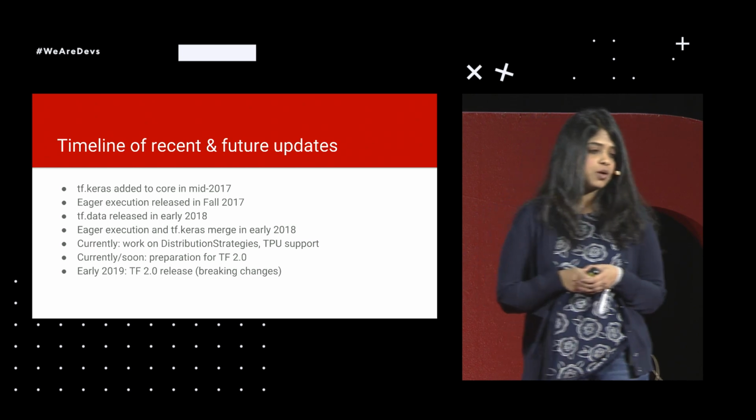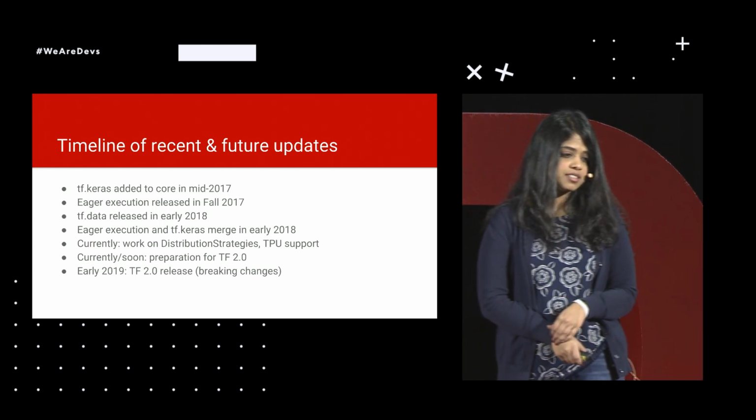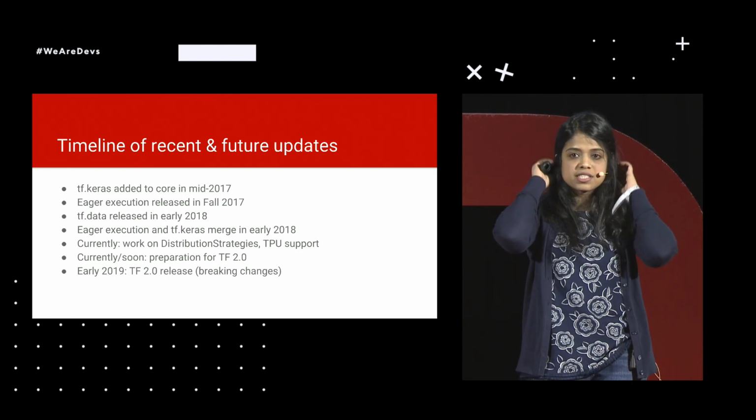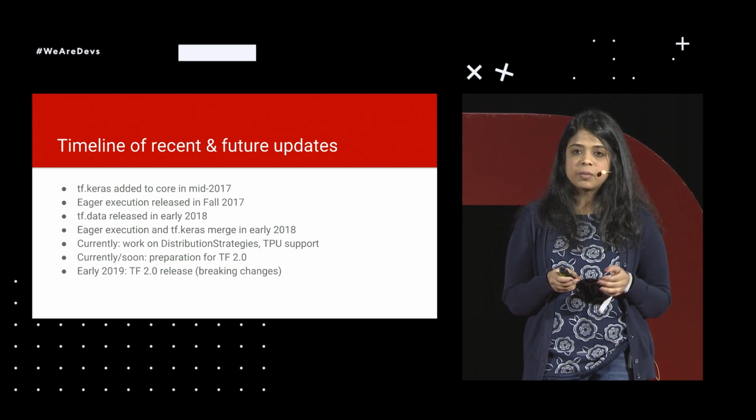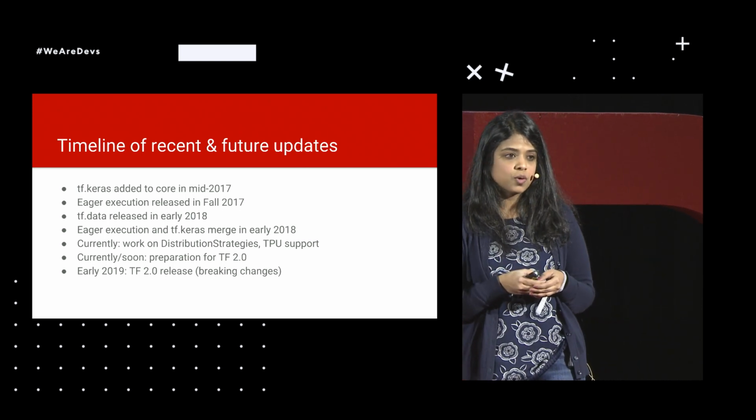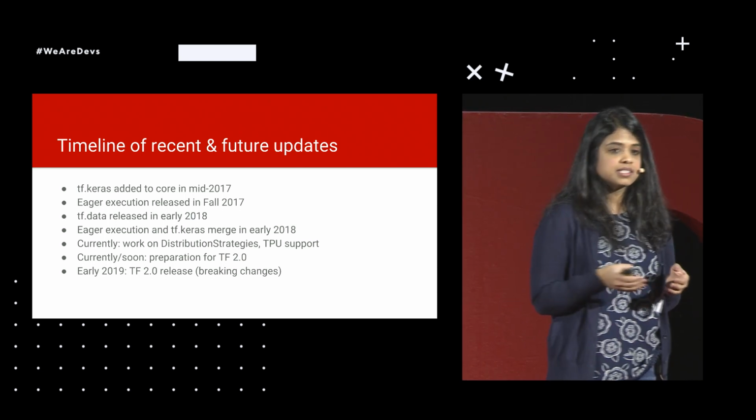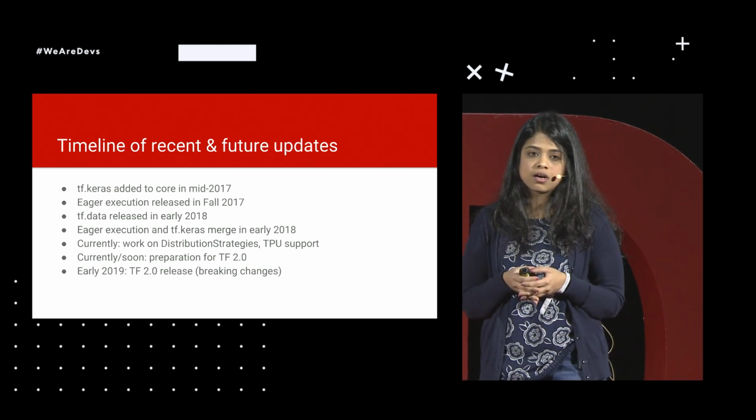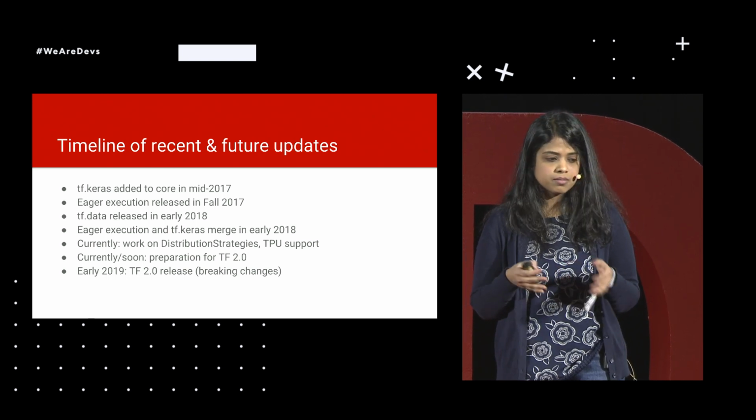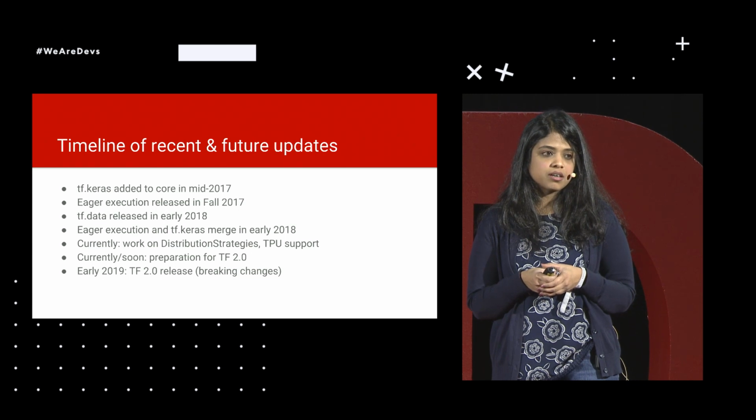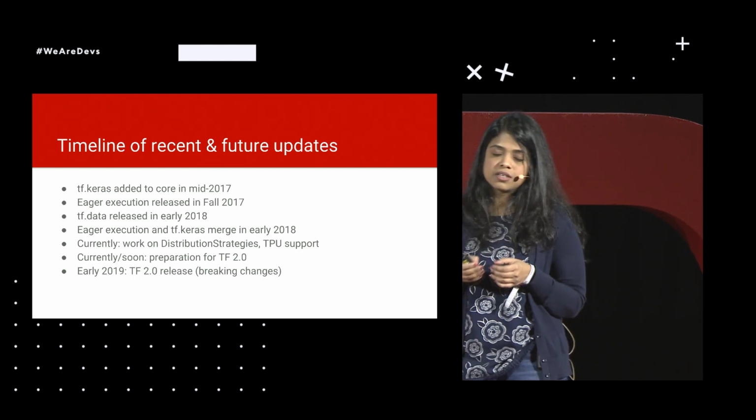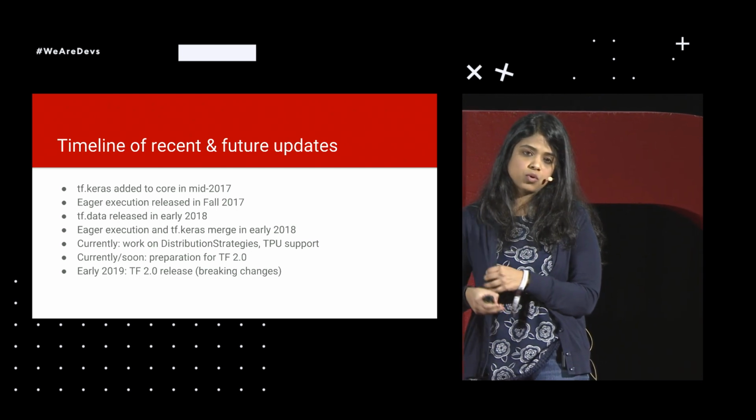So a little bit about the timeline of recent and future changes that we're making. As I mentioned before, tf.keras was announced as a high-level API earlier this year, and we are making a lot of changes to tightly integrate and optimize the tf.keras module for TensorFlow. We have integrated the metrics and losses modules between the two, and with the new TF 2.0 release, which is coming up in early next year, we are adding extended support for distribution strategies, and also we are revising the TPU distribution strategy support that exists already.